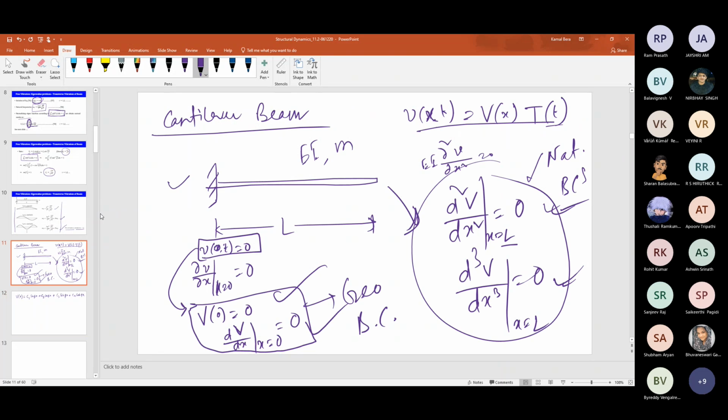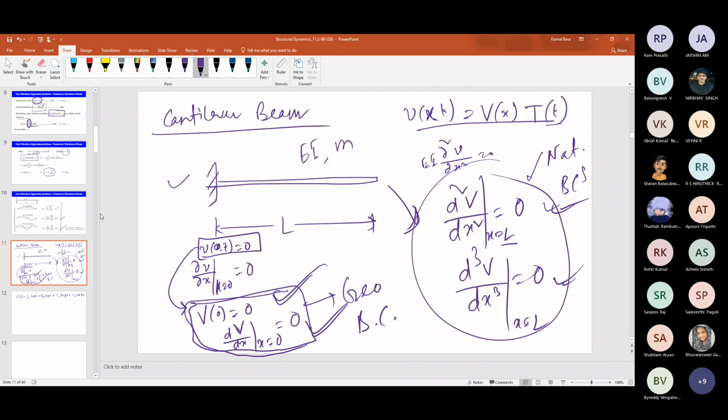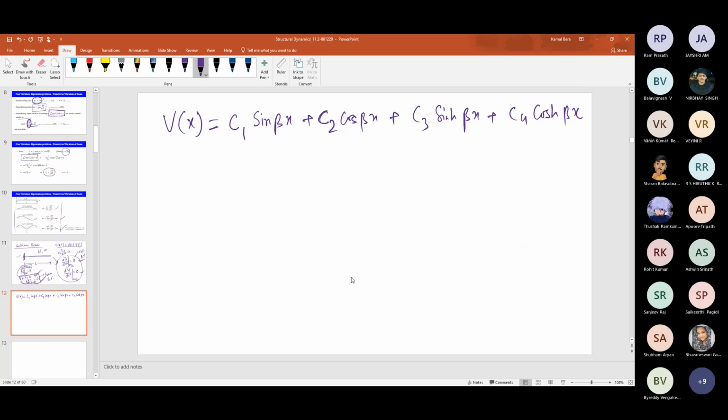Try to apply first these two because this will give you the simple expression, the geometric boundary conditions. V at 0 is 0 and dV by dx evaluated at x equals 0 is 0. Apply these first two boundary conditions, evaluated at the left hand. Then you tell me what expression you are getting. Then I will apply the next two boundary conditions. Same approach, but here it will be a little bit complicated. The expression will be a little bit complicated. That's all.